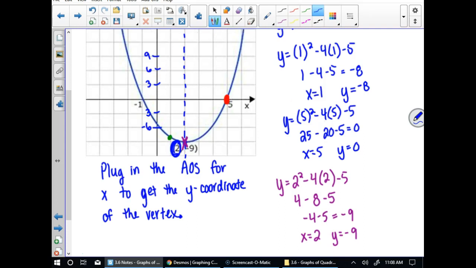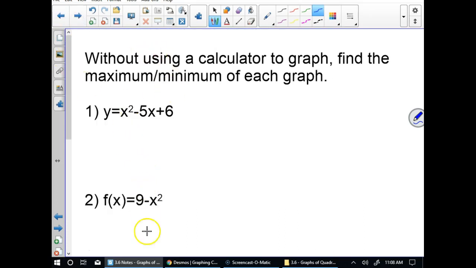Okay, questions so far? Alright, so I gave you the same problems again, so we didn't have to keep doing all kinds of things over and over. So for number 1, we found our axis of symmetry was at x equals 2.5.